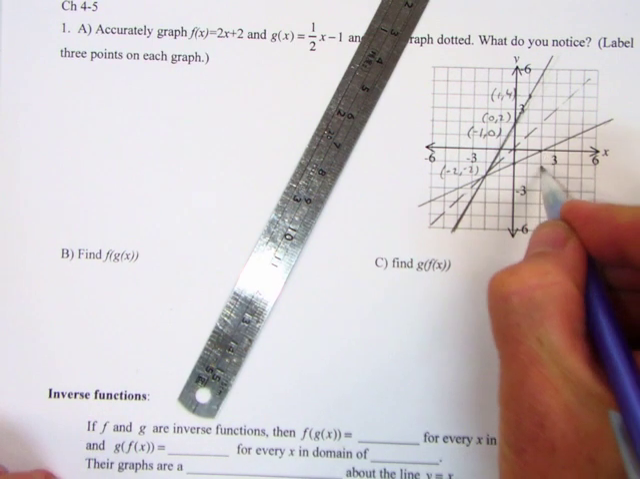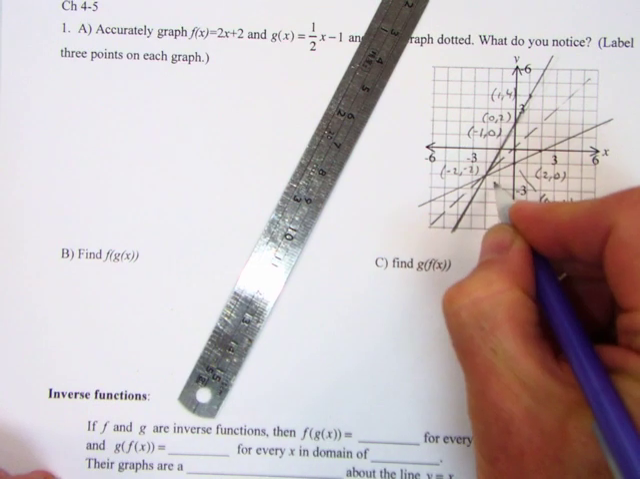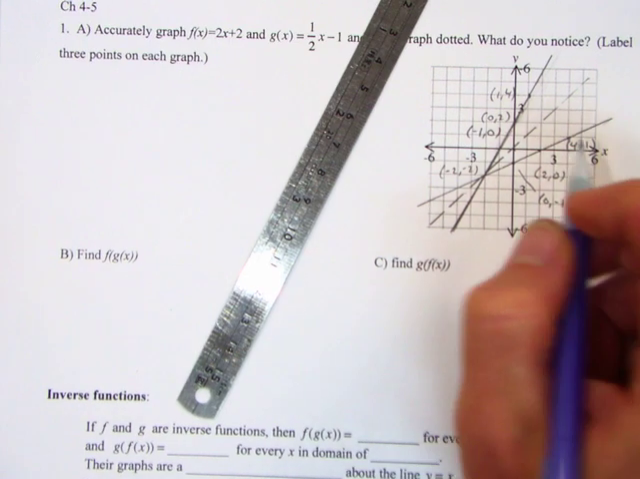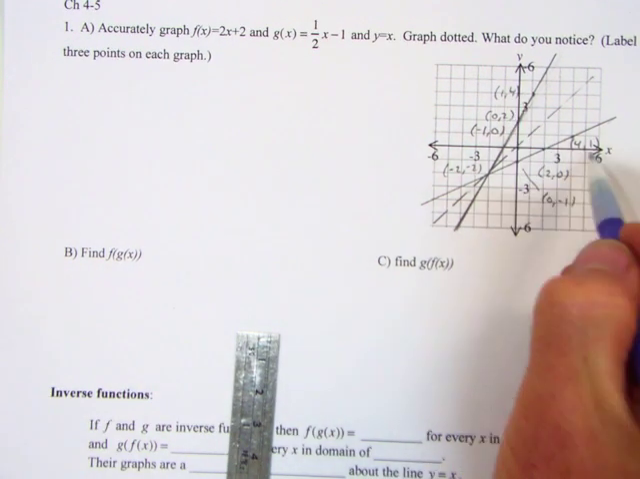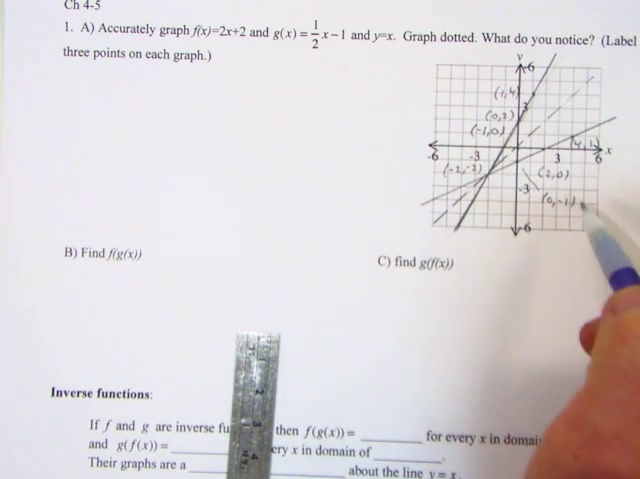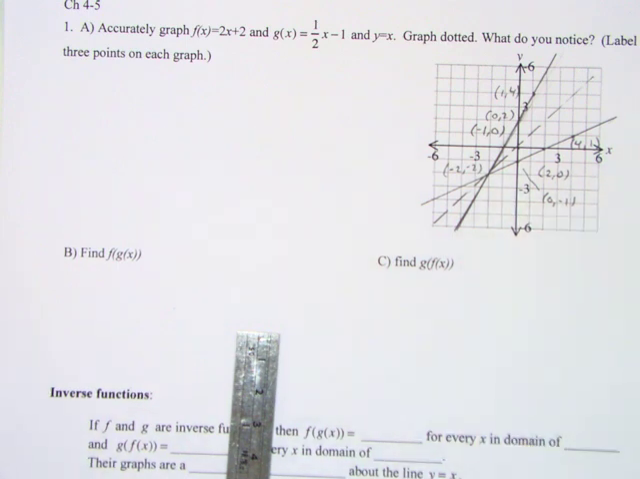Label some points over here. This is 2, 0. This one will be 0, negative 1. This was a shared point, and over here was 4, 1. What do you notice about these points? We have 1, 4, we have 4, 1. 0, 2, 2, 0, negative 1, 0, 0, negative 1, and this was the same. The x and y values are switched.